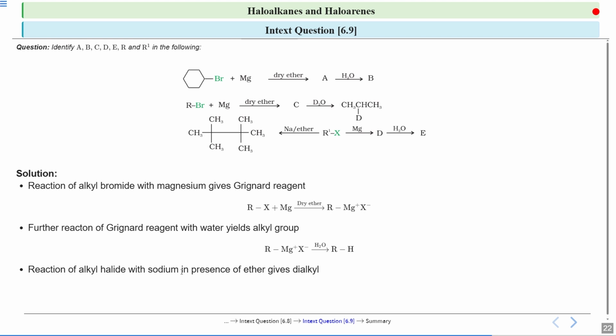Also, the reaction of an alkyl halide with sodium metal in the presence of ether will give you a dialkyl. That means when the alkyl halide RX reacts with sodium in ether, you will get a dialkyl, R connected with R, having double the number of carbon atoms than the reactant alkyl halide. So these are the general reactions we have talked about. Now we will see one by one what is happening in the given reactions.